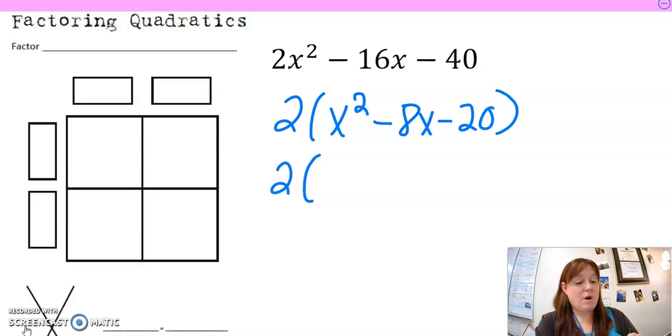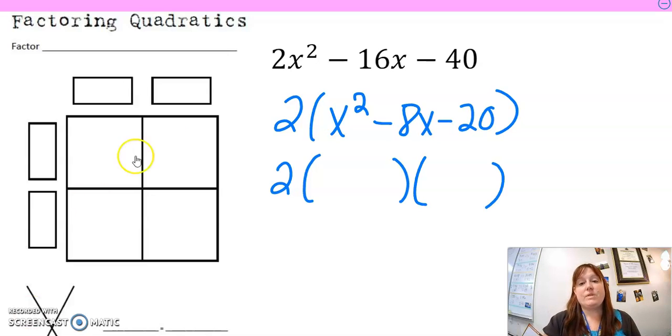And I have to figure out how I factor this. Now that doesn't mean that the 2 goes away. It stays there and it just multiplies by these. If I had taken an x out, it would also stay there. But then I just factor this to factor the whole thing all together.